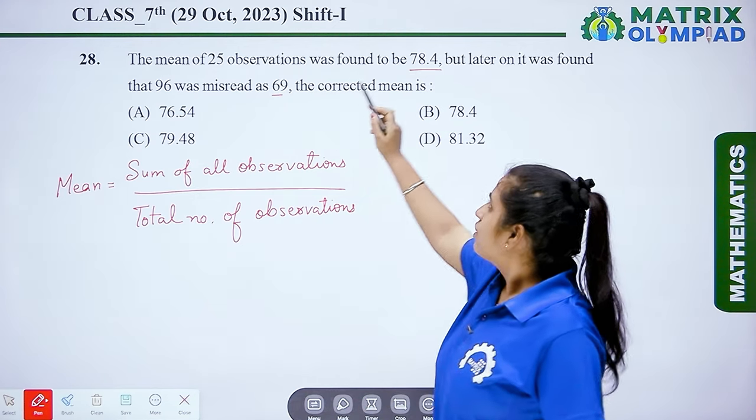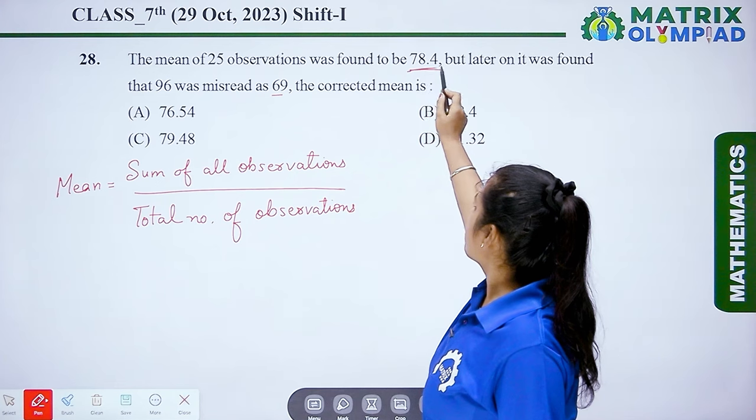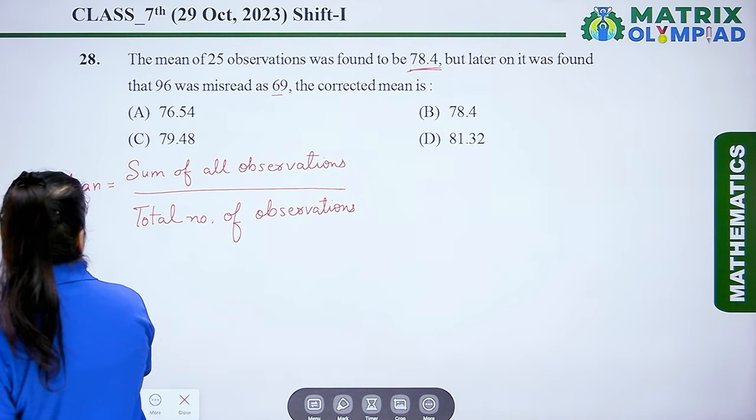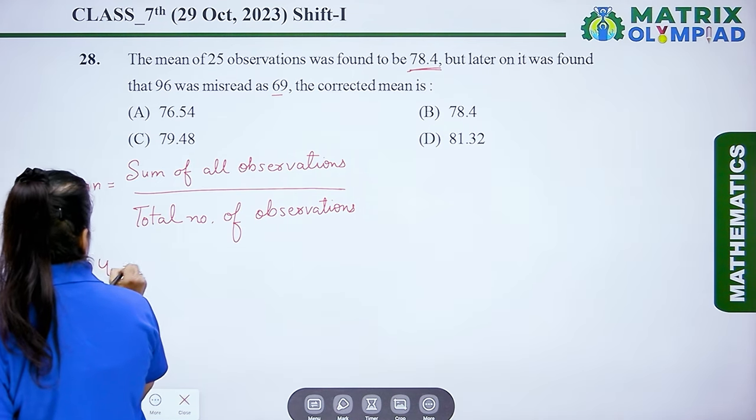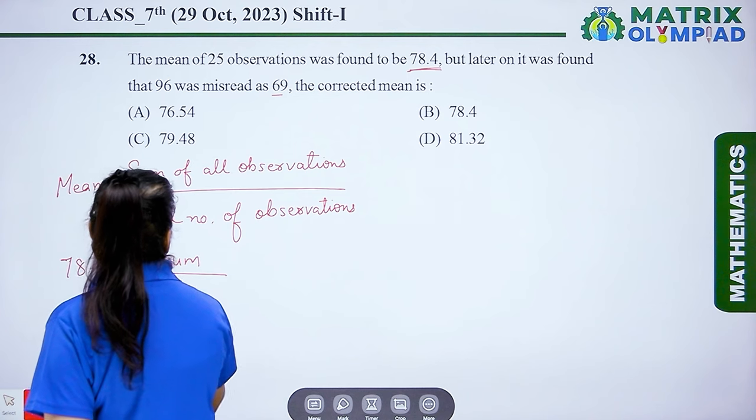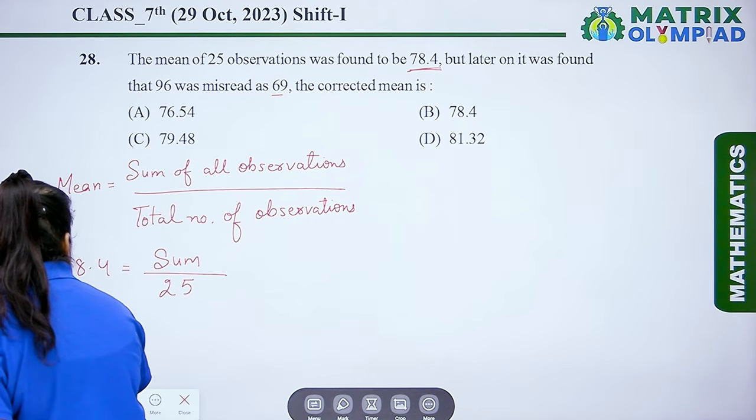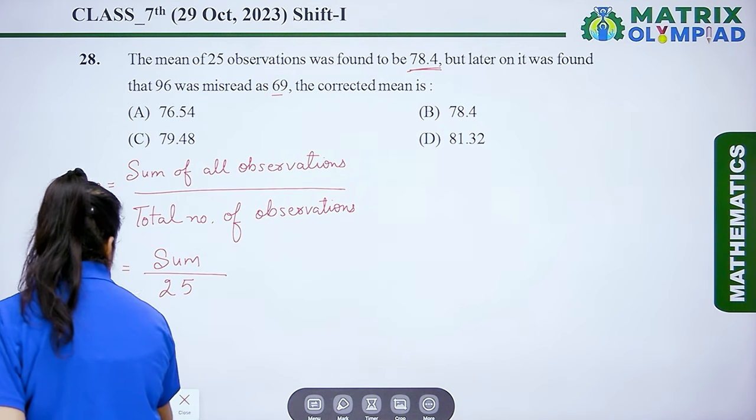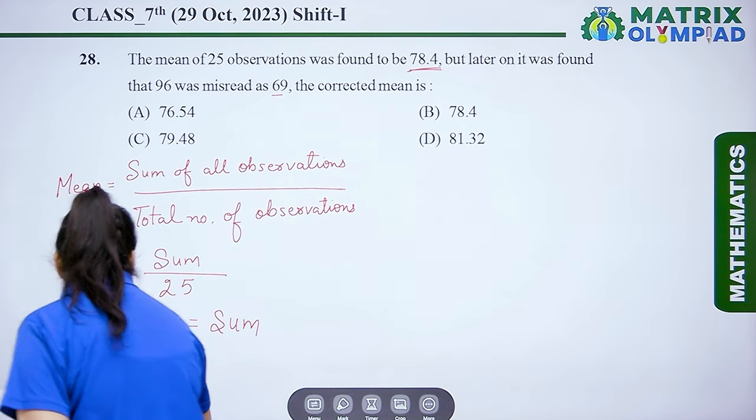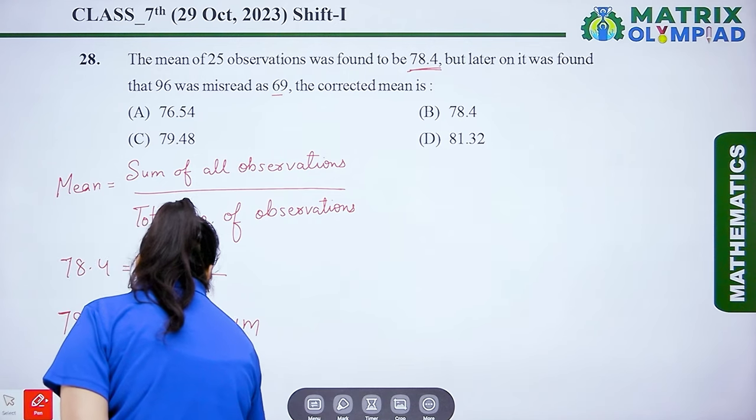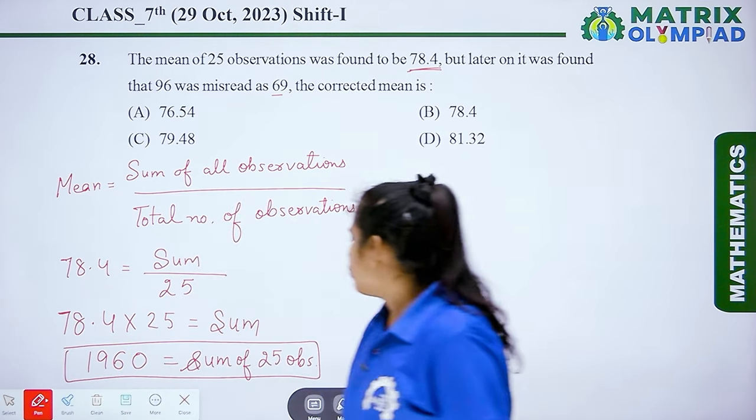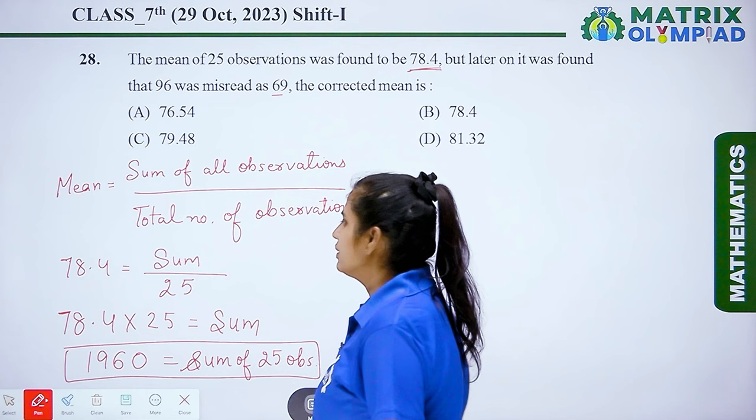So here, observations are 25 and mean is 78.4. Let's find out the sum of 25 observations first by putting the values in the formula. So, the sum of 25 observations is 1960.